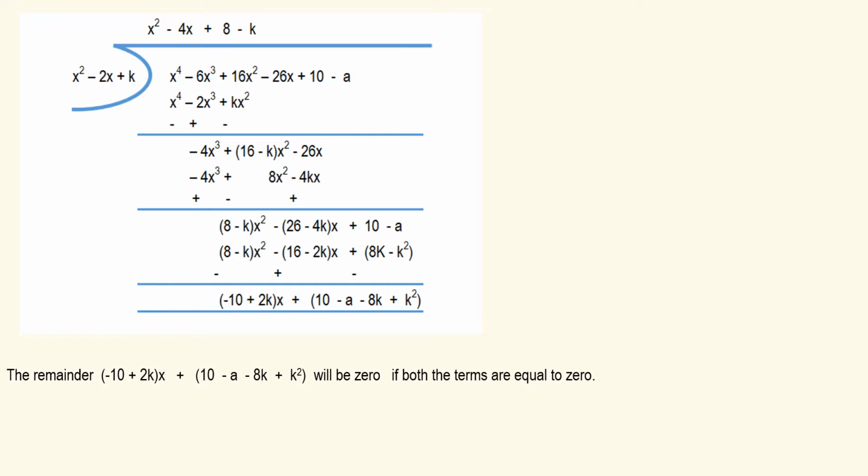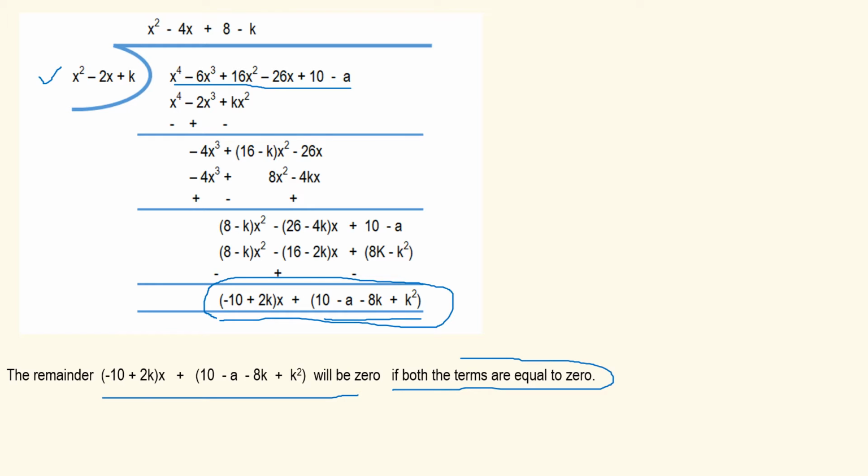And here we show the division. X square minus 2x plus k is divisor and the dividend is this entire polynomial. We carry out the division and we see that the remainder term is this, that is minus 10 plus 2k times x plus 10 minus a minus 8k plus k square. Therefore, in our case, the remainder will be 0 if both the terms of this expression are 0. So now let's try to equate them to 0.